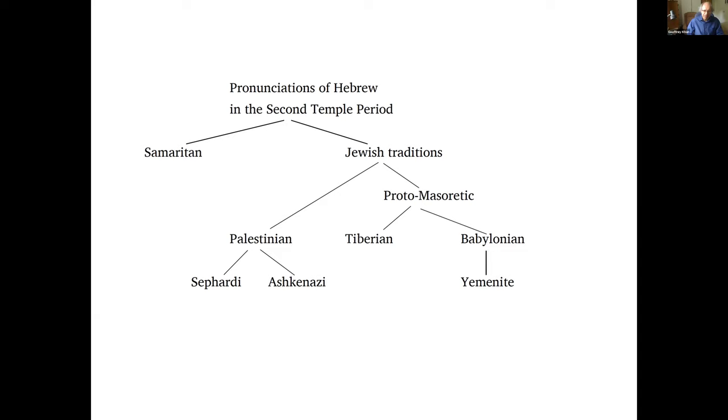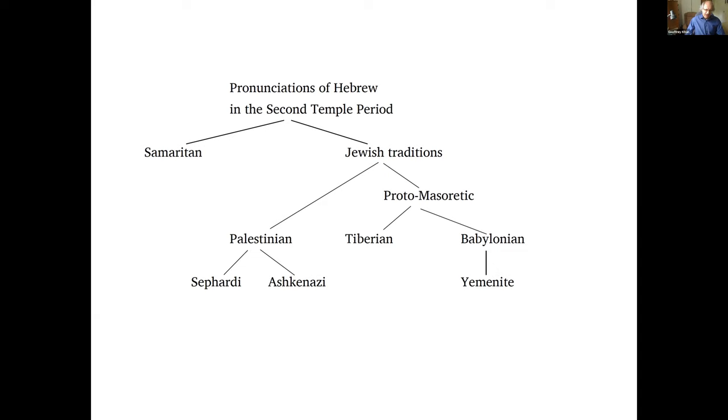Now, this tree of relationships shows you that there were many different types of pronunciation traditions of Biblical Hebrew through the ages, and it's important to be aware of the fact that Hebrew was a spoken language until about the 3rd century CE. So during the so-called Second Temple period, that is before the destruction of the Jewish temple in 70 CE, Hebrew was very much a spoken vernacular language, and it ceased to be spoken, as I said, roughly towards the end of the second or somewhere in the early part of the 3rd century CE.